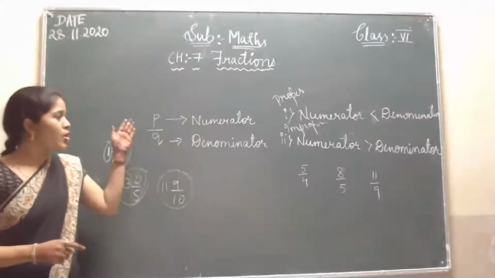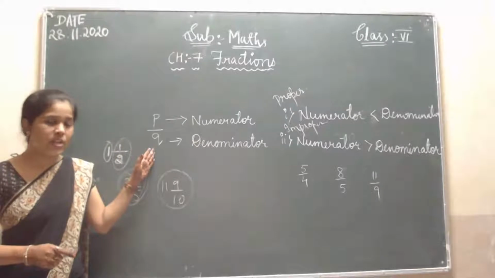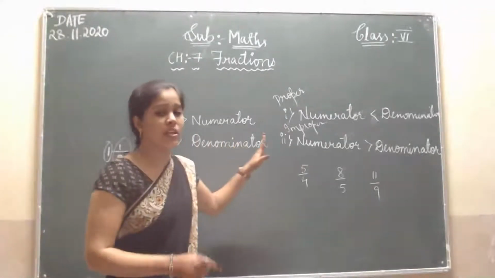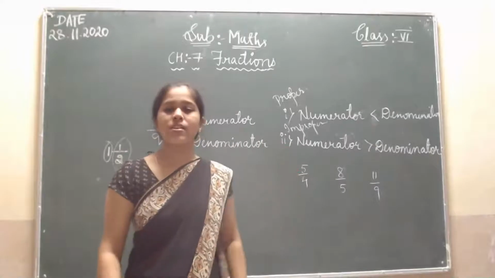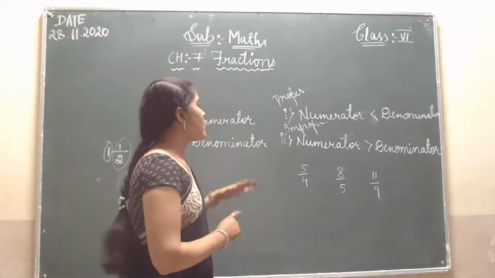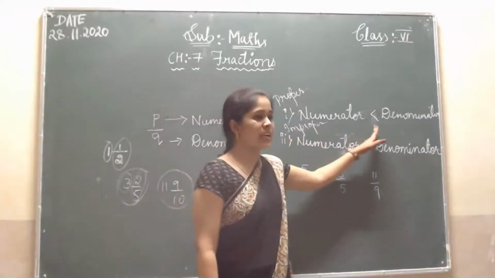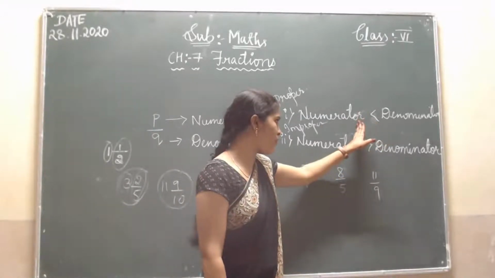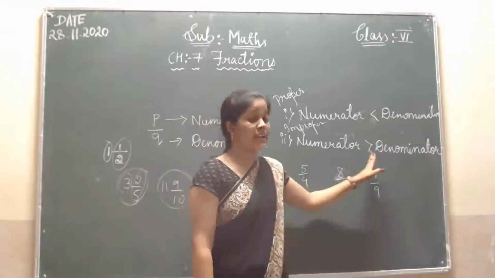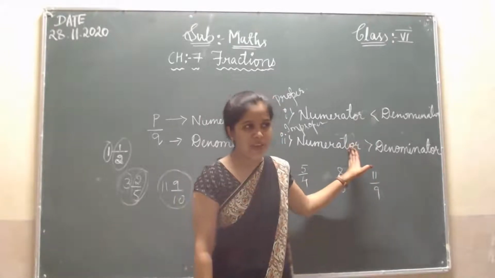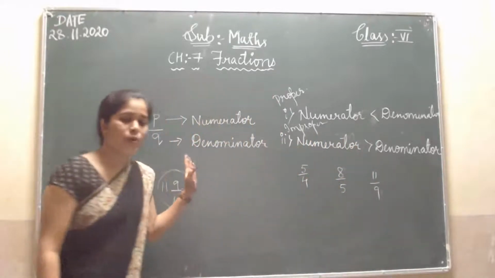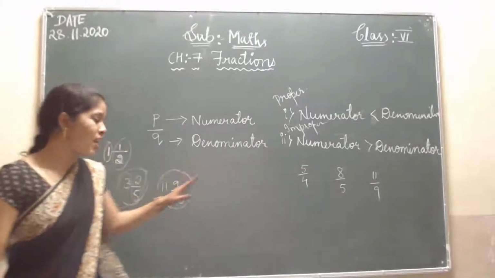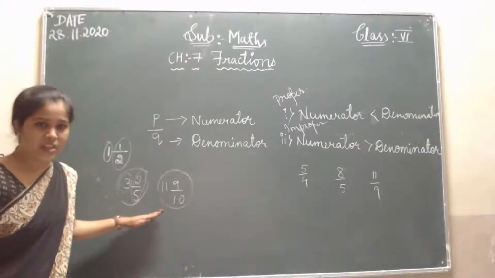A fraction contains a numerator as well as a denominator, and there are three types of fraction: proper fraction, improper fraction, and the last one is mixed fraction. In a proper fraction, the numerator is less than the denominator. When the numerator is greater than the denominator, it is an improper fraction, and a natural number with a proper fraction is a mixed fraction.